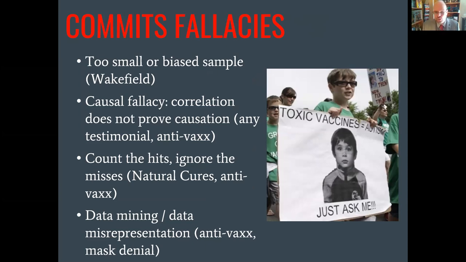Do they count the hits and ignore the misses, like natural cures, anti-vax? Anti-vax is a really good example of this, right? They pay attention to the examples where somebody took a vaccine and then was diagnosed with autism. They ignore the hundreds and thousands and millions of other cases where people got vaccines and didn't get autism, right? Obviously it doesn't cause it. If it did, it would be happening all the time. It doesn't happen that often. And in fact, there are other explanations for why there are even occasional correlations.